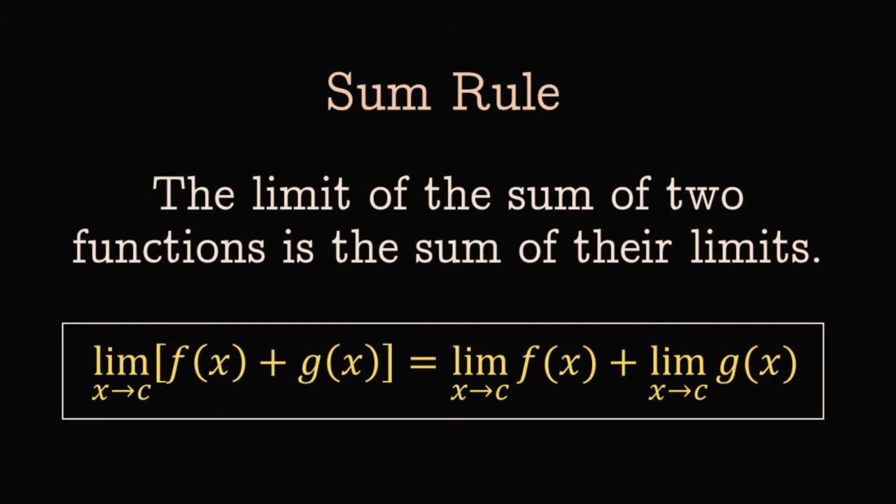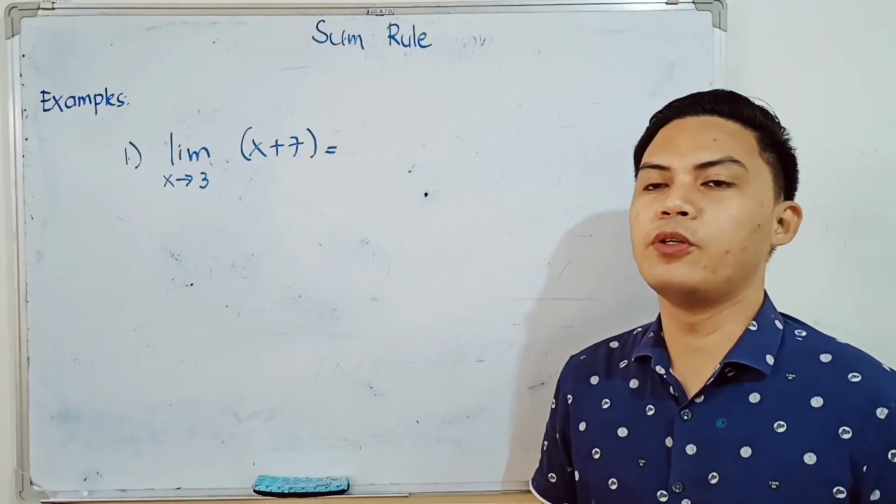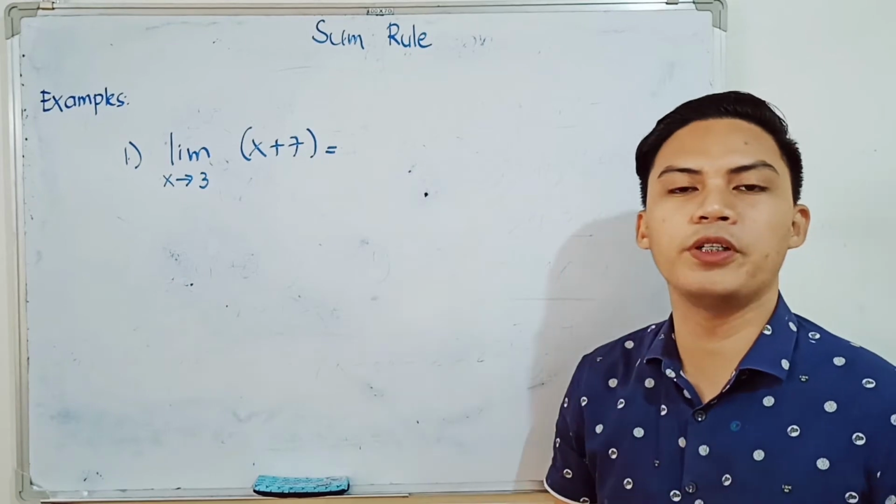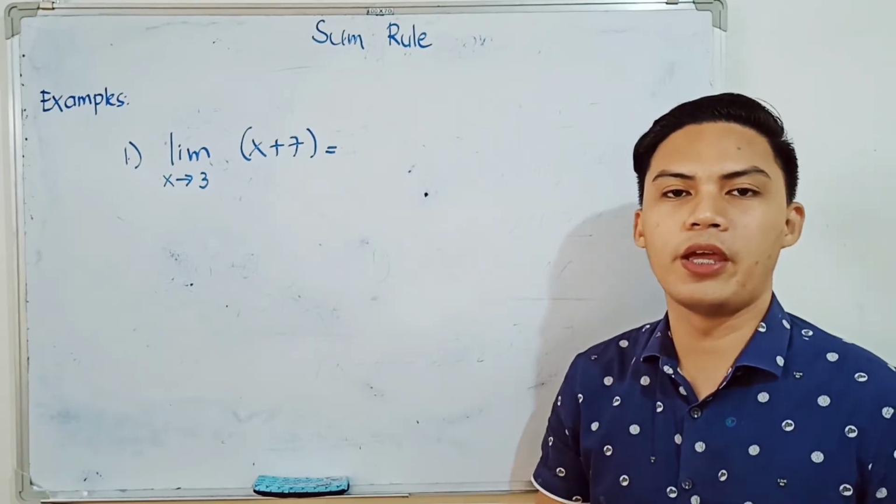Next theorem, we have the sum rule. The limit of the sum of two functions is the sum of their limits. Limit of f of x plus g of x as x approaches c is just equal to the limit of f of x as x approaches c plus the limit of g of x as x approaches c. So sa sum rule, all we need to do is to get the limit of each term, then after that, we're going to add their limits.